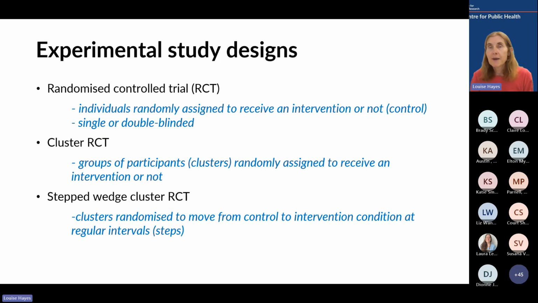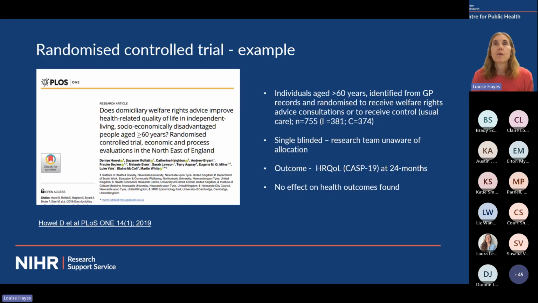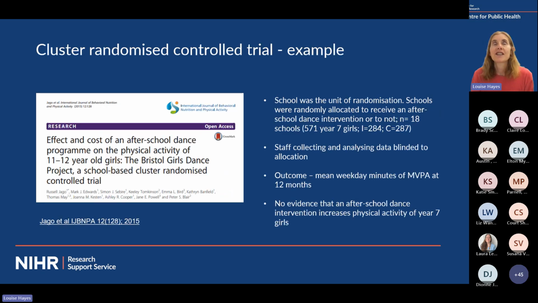So I have got some examples of these on the slide, which I shall whiz through in the interest of time, but this one was an example of a standard RCT where individuals were randomly assigned to either get advice on welfare rights or not from their GP. And they looked at the impact of this on health-related quality of life. I won't say much more about that other than it's there and you can have a look if you're interested.